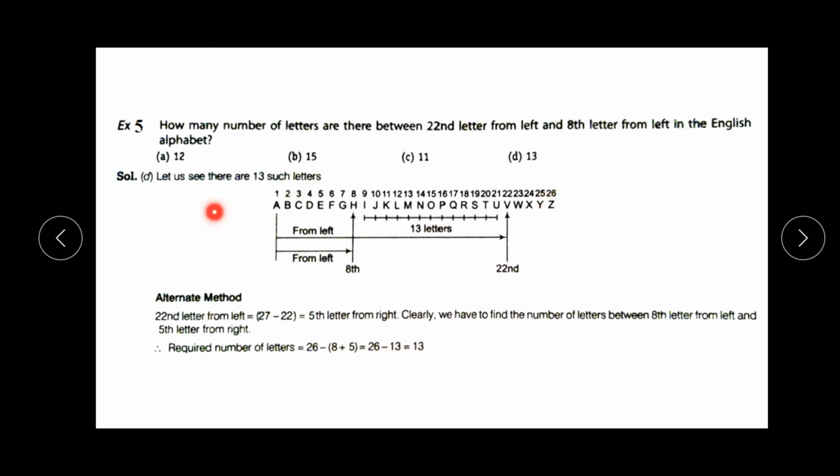It means there are two ways to find the middle letters between two positions from the same side. This is the left side, or we can also find it from the right side. So we can easily find it. I have told you two ways, and you can follow whichever you find easy.